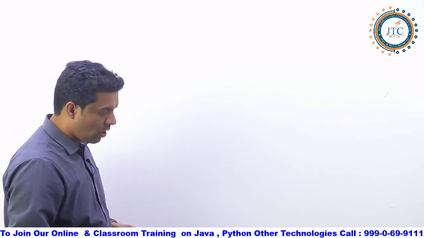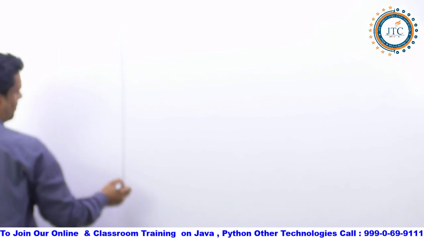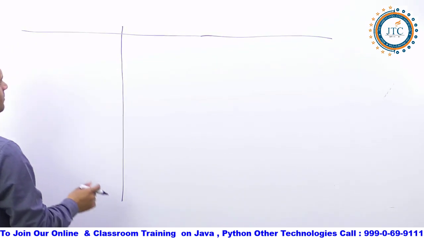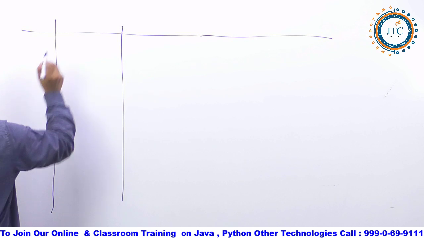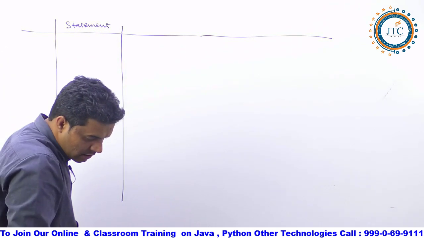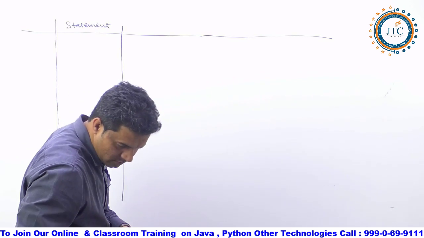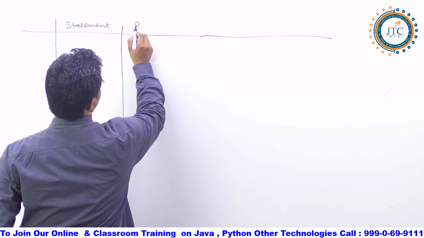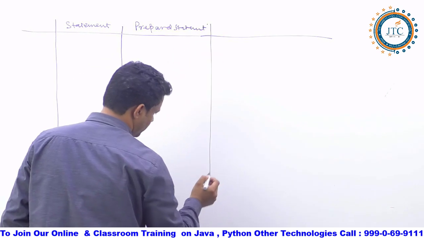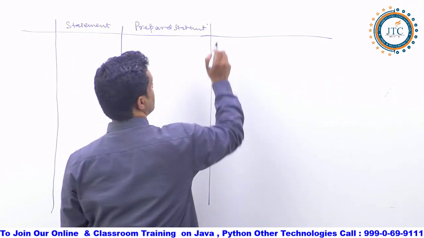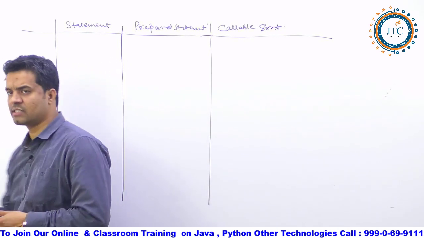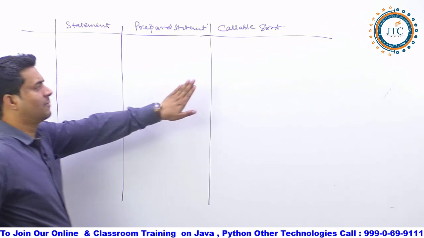Fine. Here you see what I am doing. First, I am making one point here. I hope it is visible to all of you. I am writing statement. After that, the next one I am writing is the prepared statement, and one more thing is the callable statement. These are the things I have written here, correct? Statement, prepared statement and callable statement.